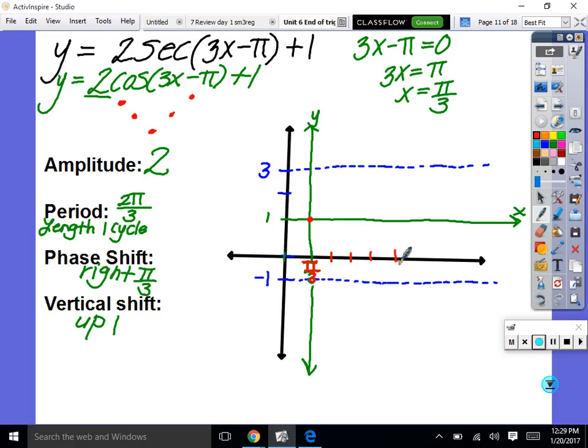So that puts me at pi. Take your calculator and do, or just think about it. 2 pi thirds plus 1 pi thirds is 3 pi thirds, which is pi. Does everybody agree? Now we'll go over 1, 2, 3, 4 tick marks. We do have to draw in 2 cycles. And that's another 2 pi thirds units.